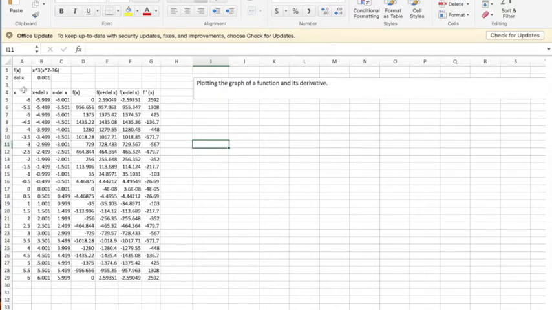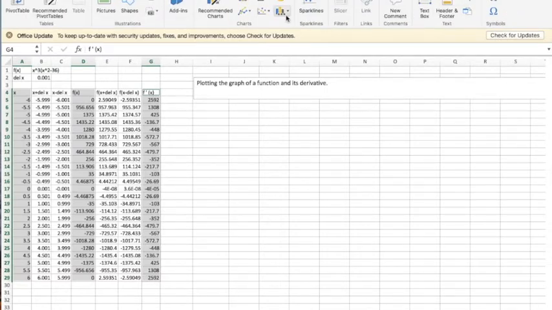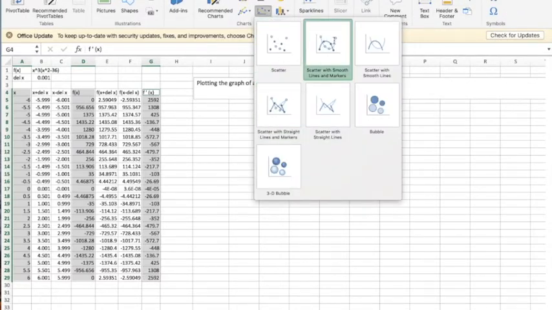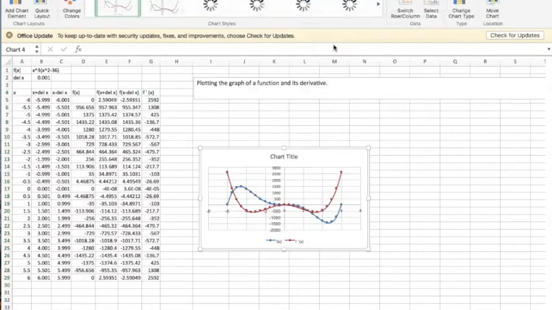So I'm going to simply select x, hold down the command key, f of x, hold down the command key again, f prime of x. I want to insert the chart for a marked scatter, and I get my function f of x and f prime of x.